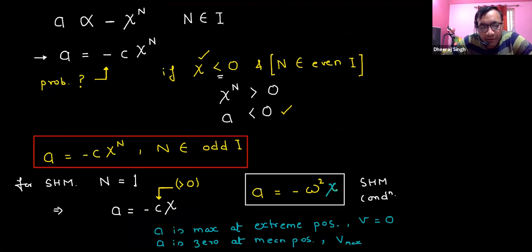So remember these few things. From here onwards, your chapter from NCERT starts, okay? So A is equal to minus omega square X is the equation using which you can say the SHM is there.